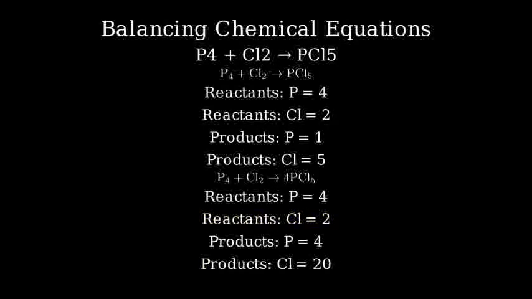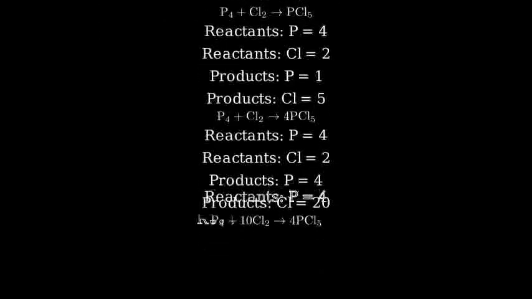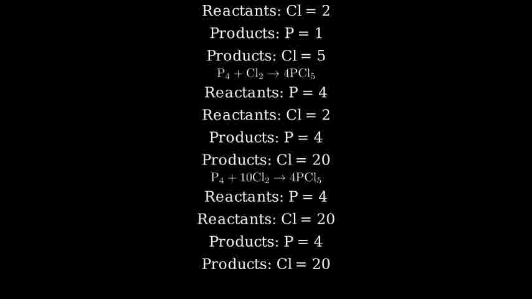Now let's balance the chlorine (Cl) atoms. We have 2 chlorine atoms in Cl2 on the reactant side and 20 chlorine atoms on the product side because of the coefficient 4. We can balance chlorine by placing a coefficient of 10 in front of Cl2.